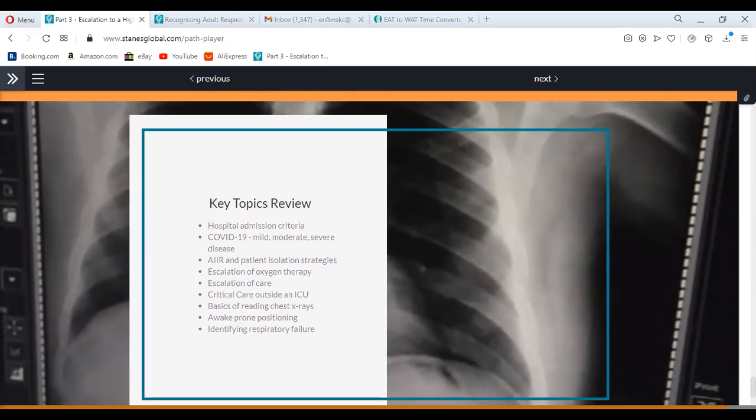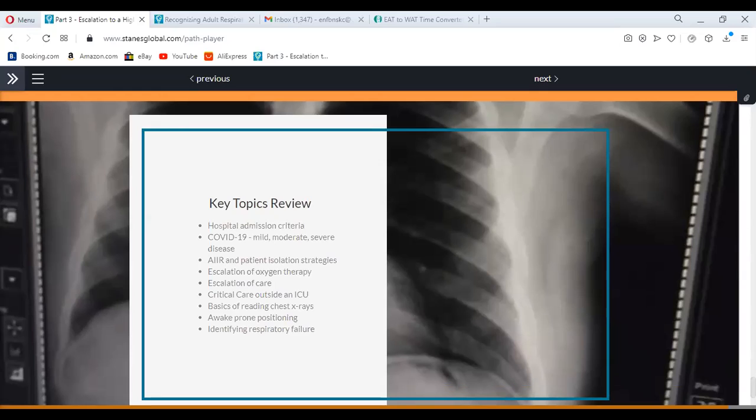And then the AIIR room and patient isolation strategies. Now we all agree that we don't have this room, it's quite expensive. So there are options to this AIIR room which we should adopt.